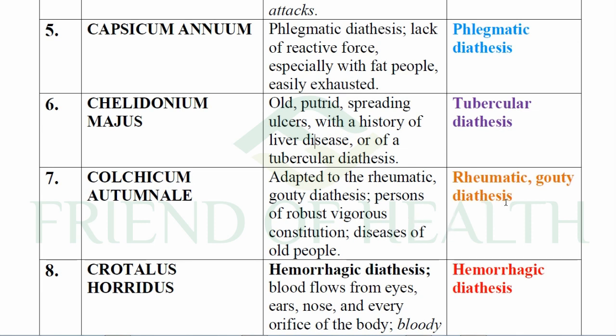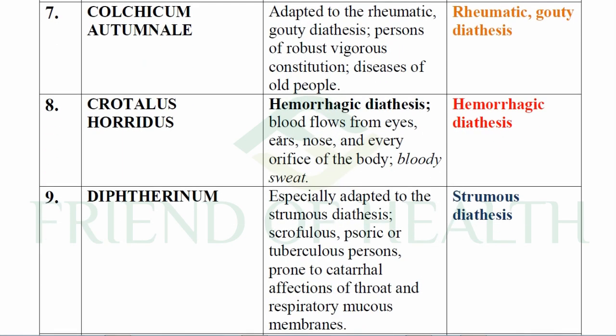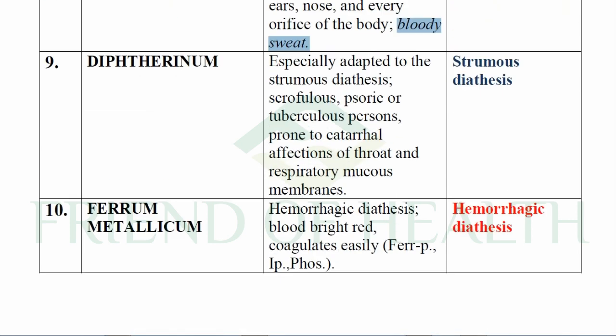Till now we dealt with 3 remedies of gouty rheumatic diathesis, and the keywords of Colchicum are robust, vigorous constitution, diseases of old people. And the next remedy is Crotalus horridus, one of the prominent remedies for a hemorrhagic diathesis. Blood flows from eyes, ears, nose and every orifice of the body. Bloody sweat is the keyword of Crotalus horridus. If you see bloody sweat and it is a question based on Allen's Keynotes, go for Crotalus horridus. Hemorrhagic diathesis from every orifice of the body.